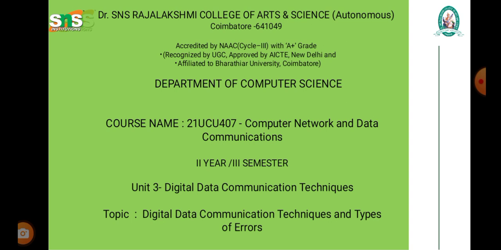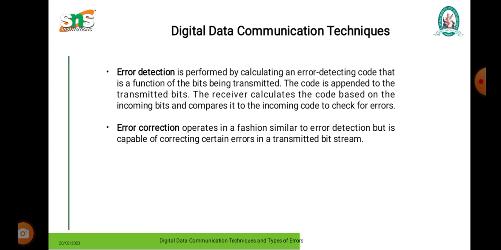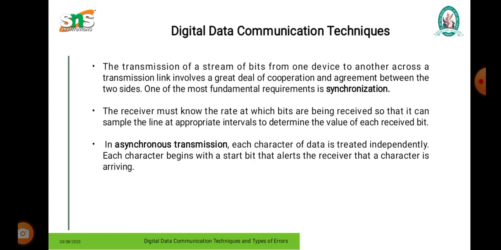Now we are going to discuss digital data communication techniques in computer networks and data communications. So let's discuss. The digital data communication techniques are classified into different types. So there are synchronization, asynchronization, error detection and error correction. These are the techniques that come under digital data communications. The first one is synchronization.